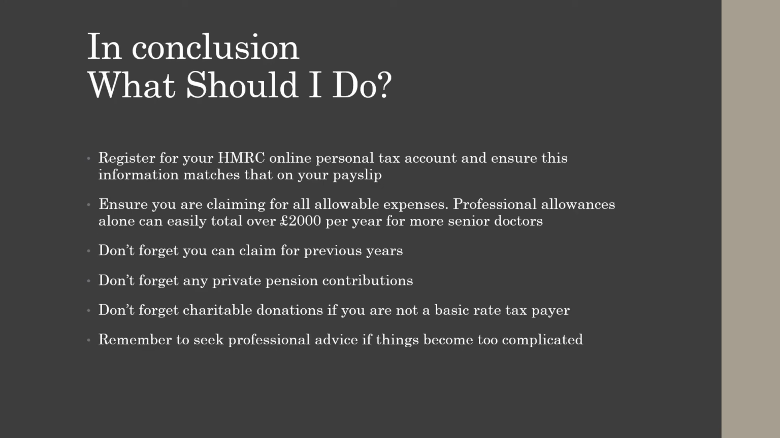In conclusion, you may be wondering what are the next steps. Firstly, everyone should register for an HMRC online personal tax account, as this is the easiest way of checking that what your employer is doing is the correct information from HMRC. You should remember to claim for all of your allowable expenses, as professional allowances alone can easily total over £2,000 per year for more senior doctors. Don't forget you can claim back for previous years.